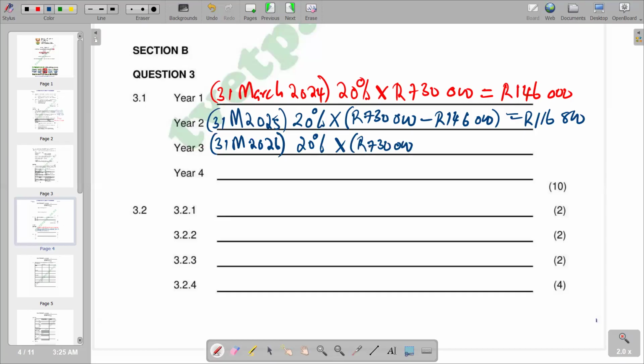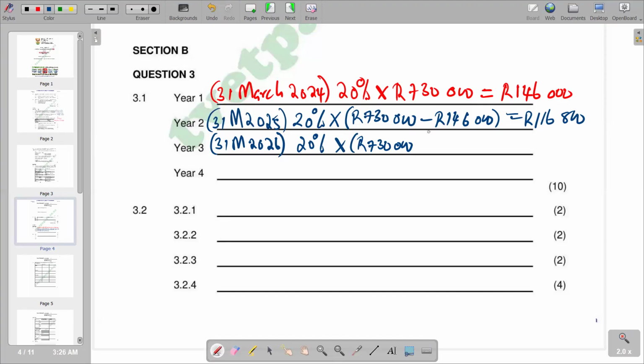Then you subtract the accumulated depreciation. Accumulated depreciation, we are saying depreciation for the first year plus depreciation for the second year. So we can try to say our 146,000 is our year one depreciation plus 116,800 is depreciation for year two. So we can just try to calculate. And then we're going to get your answer as 262,800.